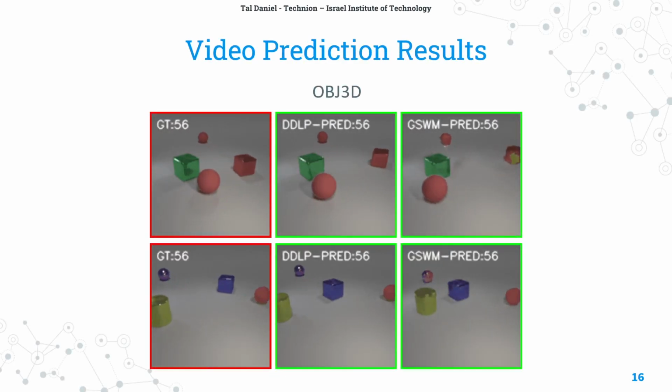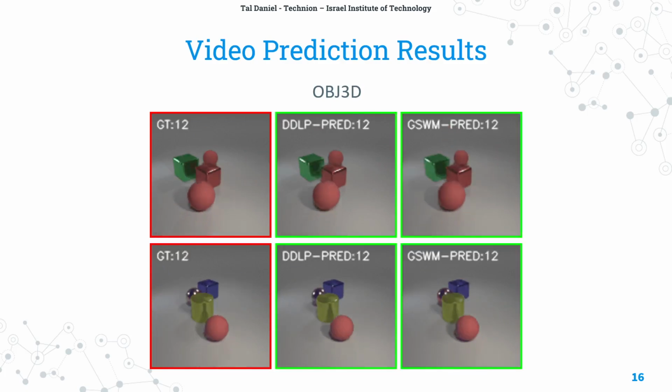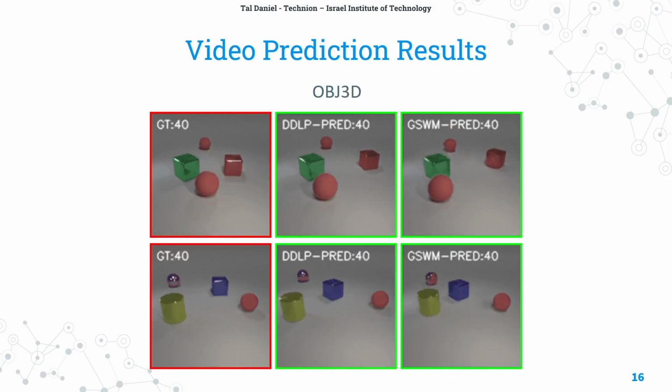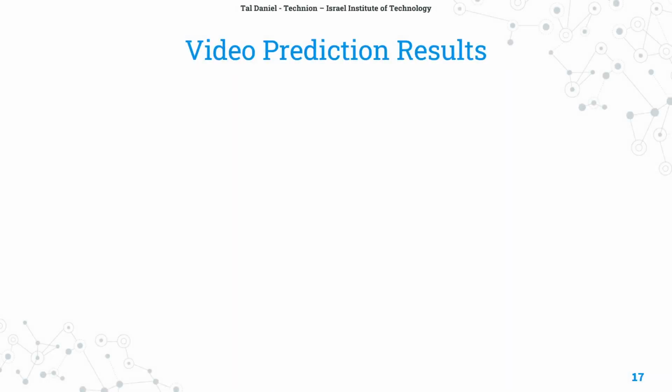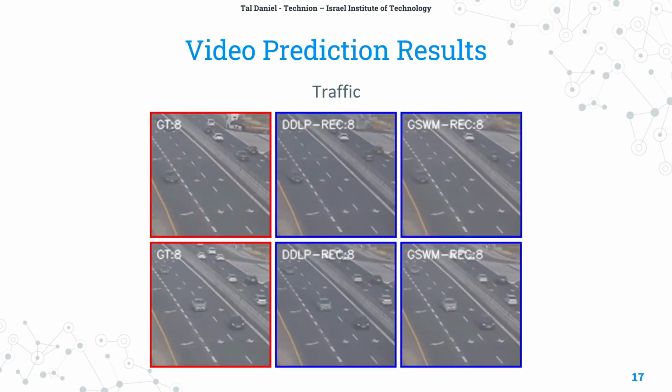Here, note the deformation in the long-term predictions of GSWM. Here, note the vanishing cars in GSWM's prediction.